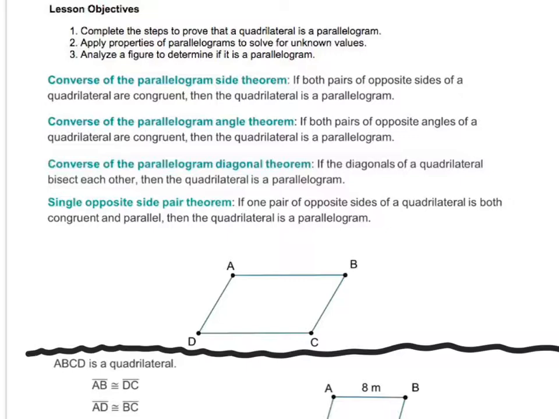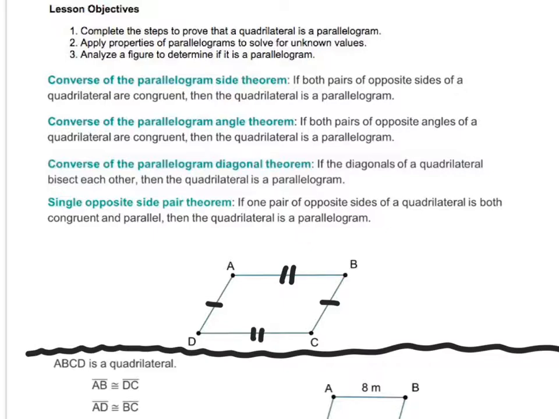Let's say you're just given a picture. It says AD is congruent to BC and that AB is congruent to DC. If you are given this information, then you know that quadrilateral ABCD is a parallelogram, okay? So if you know that all opposite sides are congruent, you get a parallelogram.